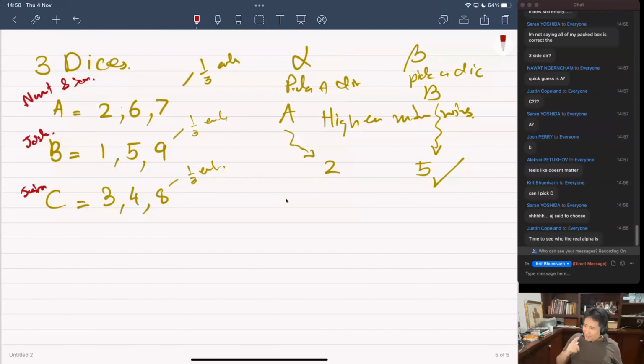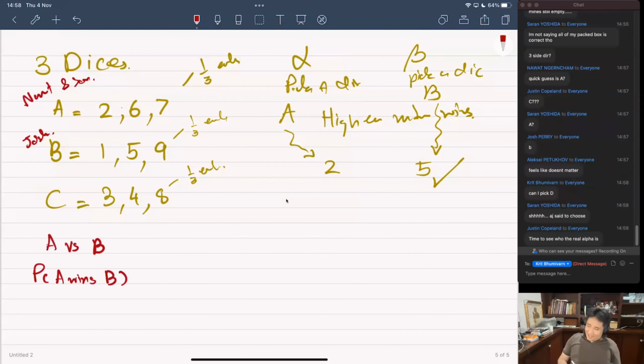Okay, let's play A against B. A versus B. We're going to calculate the probability that A wins against B. Let's calculate that. If it is greater than half, then A is better. Everyone clear on that, right? Okay, that's it.